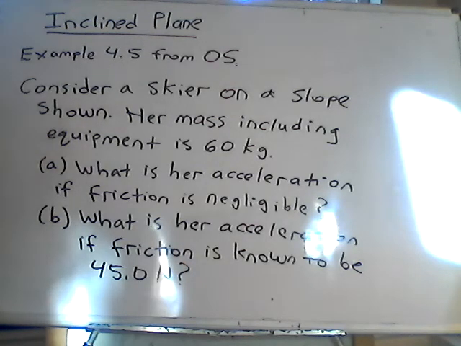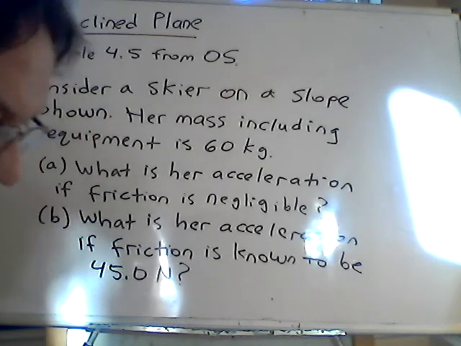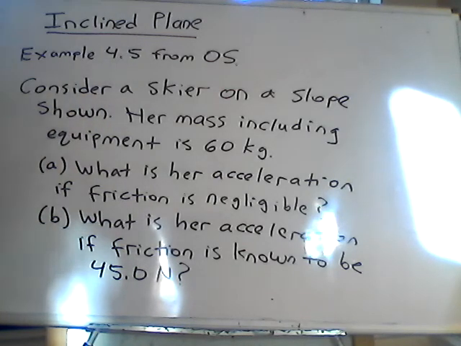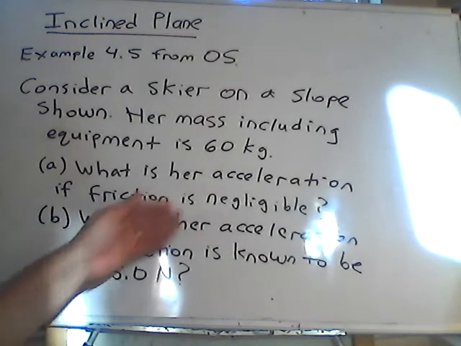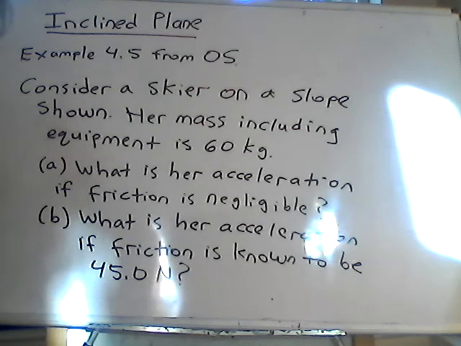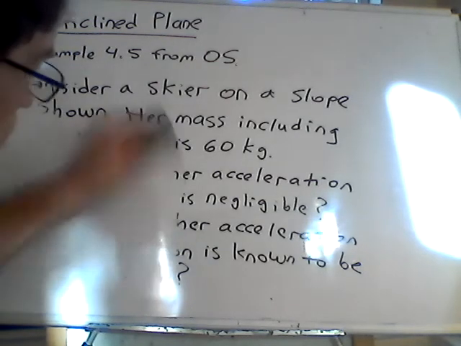Okay, consider a skier on a slope shown. I haven't given you the slope, but I'll write the slope in a moment. Her mass, including equipment, is 60 kilograms. A, what is her acceleration if friction is negligible? B, what is her acceleration if friction is known to be 45.0 newtons? All right, so take that in for a moment.